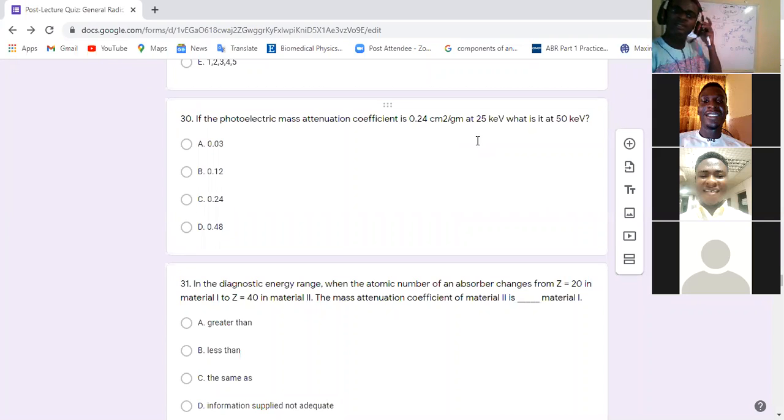I hope we are there. And if we have any issue with that, we can do a back of the envelope calculation, just like we did for the other one. 25 over 50 is 1 over 2, but then everything raised to power 3 is 1 over 8. Multiply 1 over 8 by this. 8, 16, 18, 19... 0.03. Okay, 0.03.